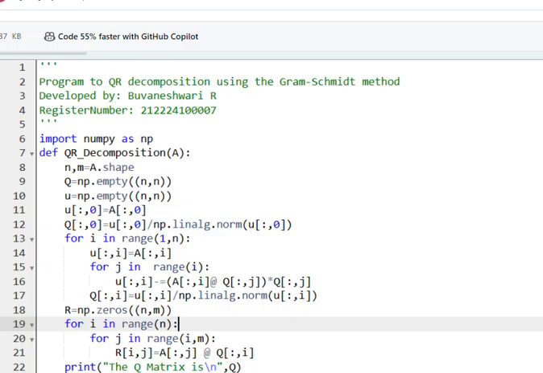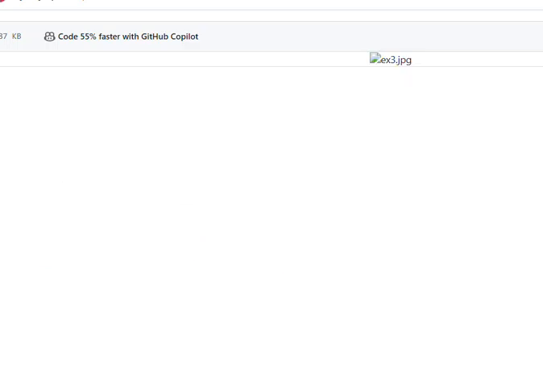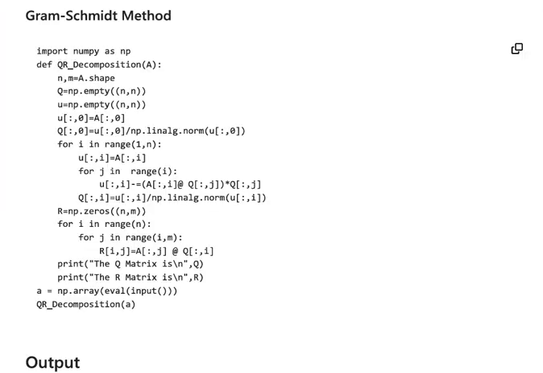Repeat this for all columns of A, from j equal to 1 to k minus 1. Rjk will be equal to Qj transpose into Ak. Uk is equal to Ak minus summation of j from 1 to k minus 1 Rjk Qj. And finally, we can get the value of Qk as Uk by mod of Uk. Finally, the matrix Q will be equal to square bracket Q1, Q2 up to Qn. The matrix R contains Rij, which is equal to Qi transpose into Aj, and it's actually an upper triangular matrix.